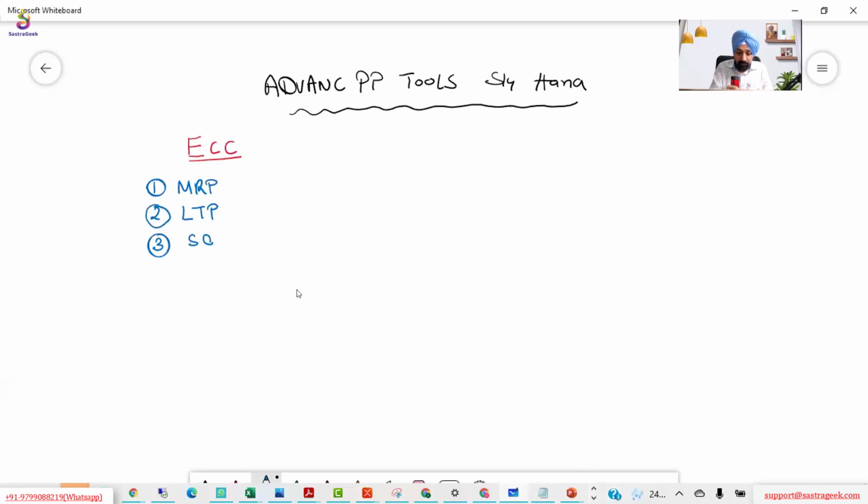S&OP, sales and operations planning. Right? We have MRP, we have LTP, we have sales and operations planning. We also sometimes use capacity leveling. And then we will also be using MPS, master production scheduling. So at a high level, we have MRP, LTP, sales and operations planning, and capacity leveling. These are the things which are available in ECC.